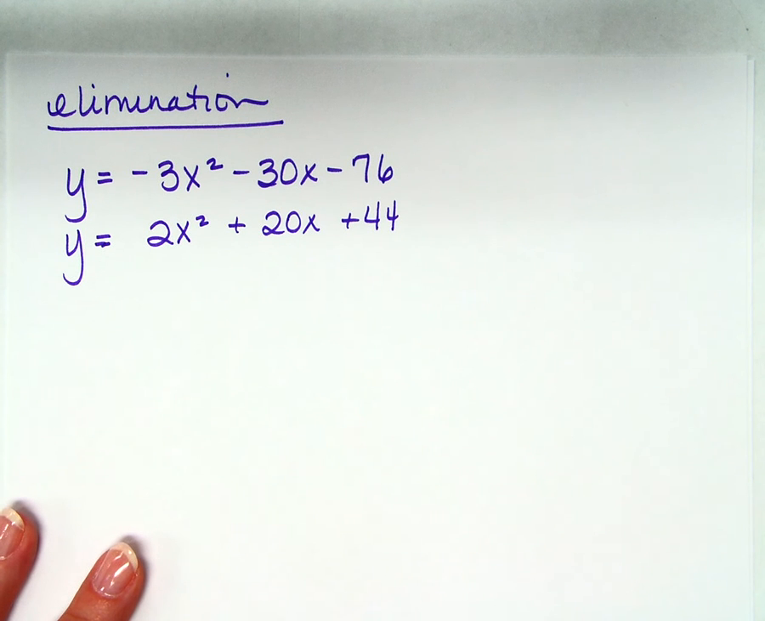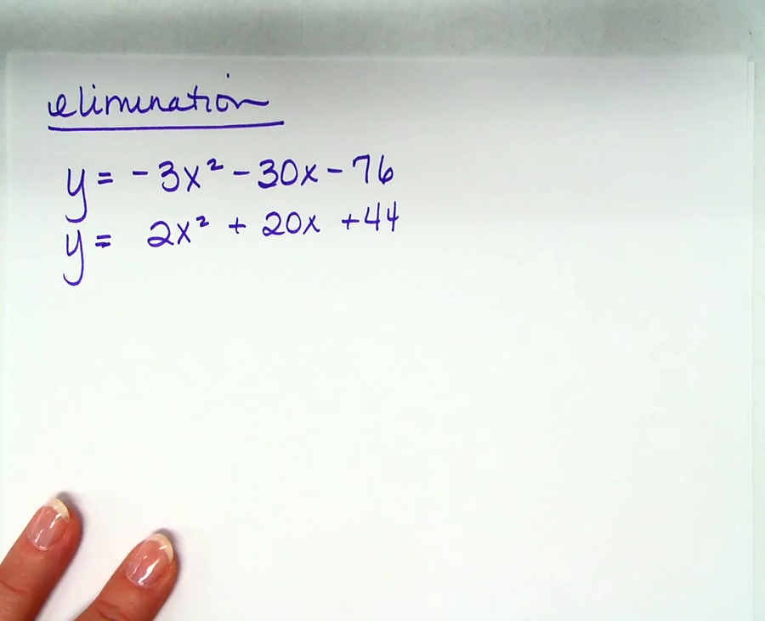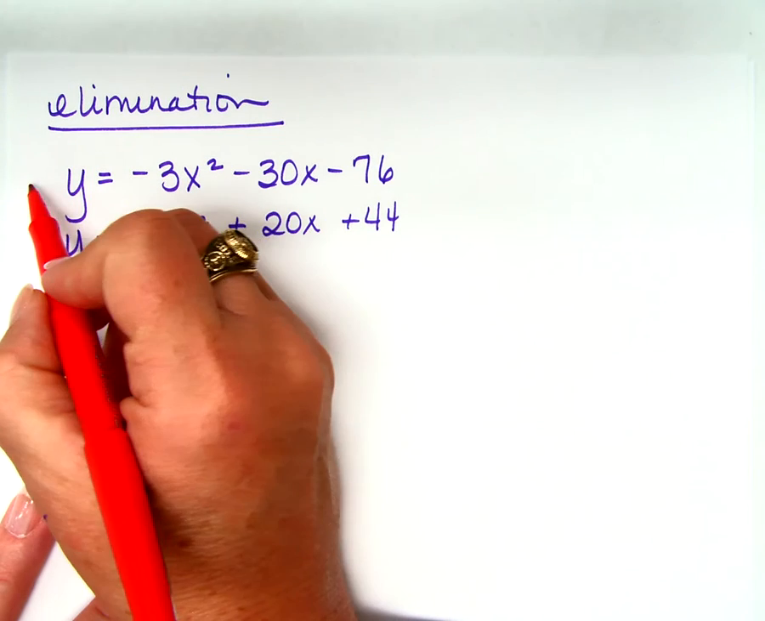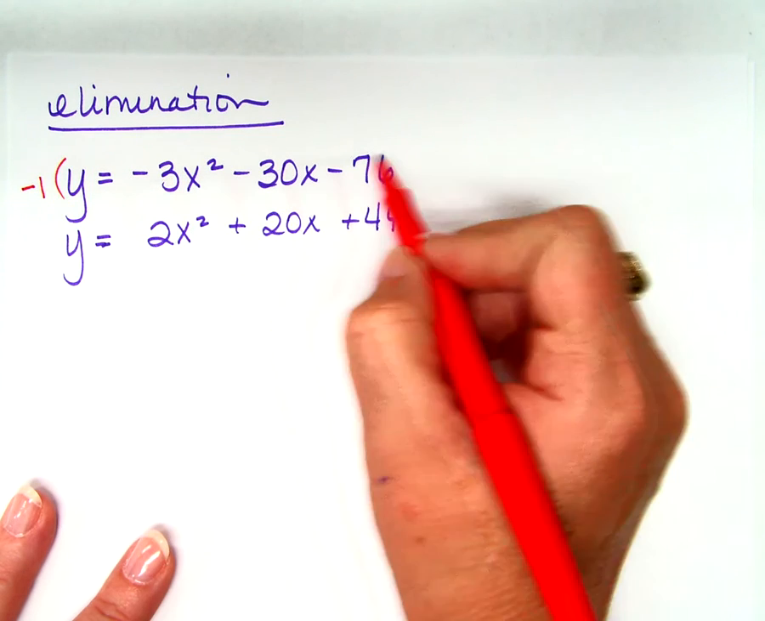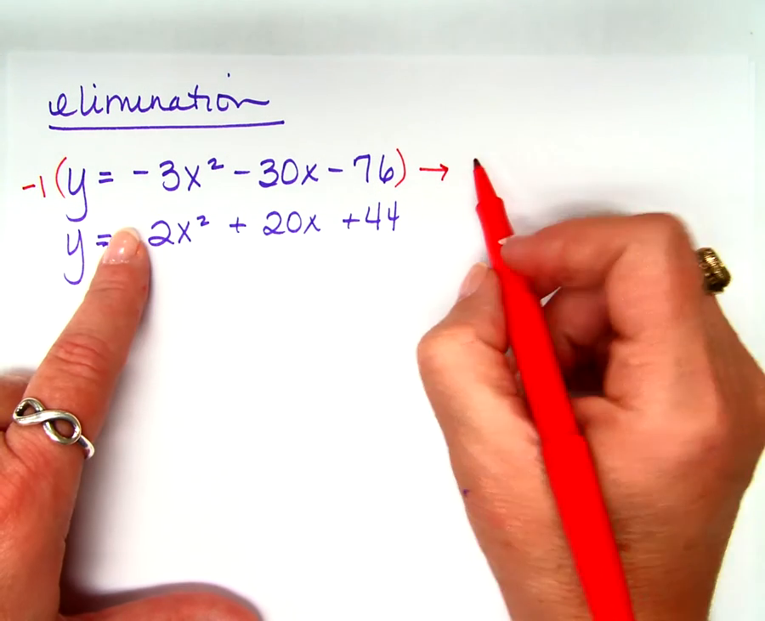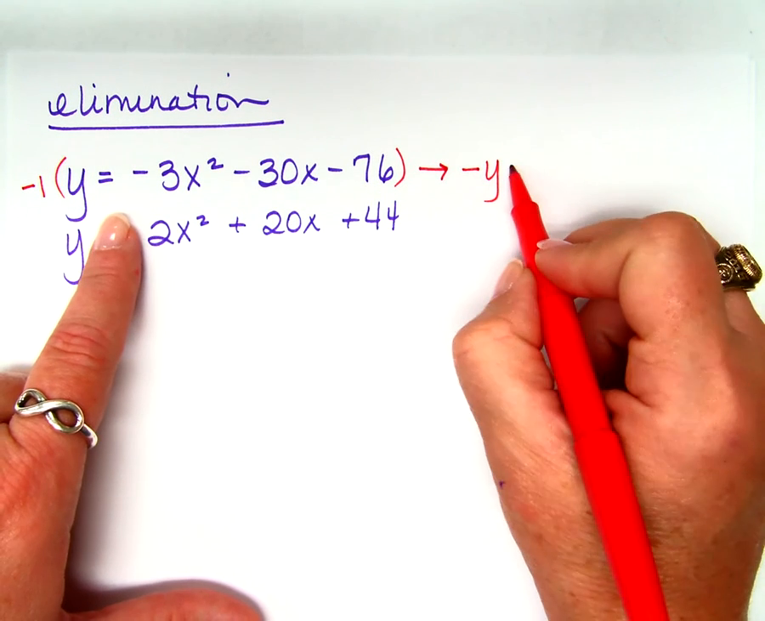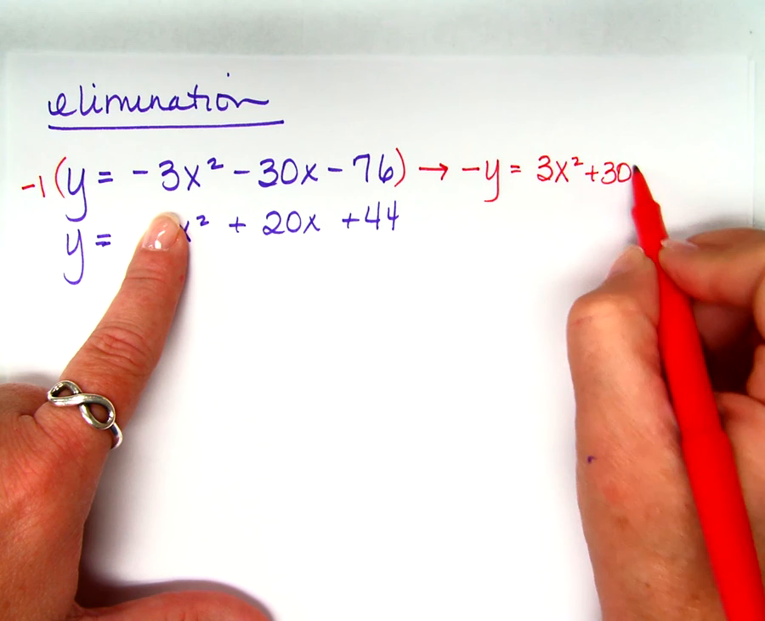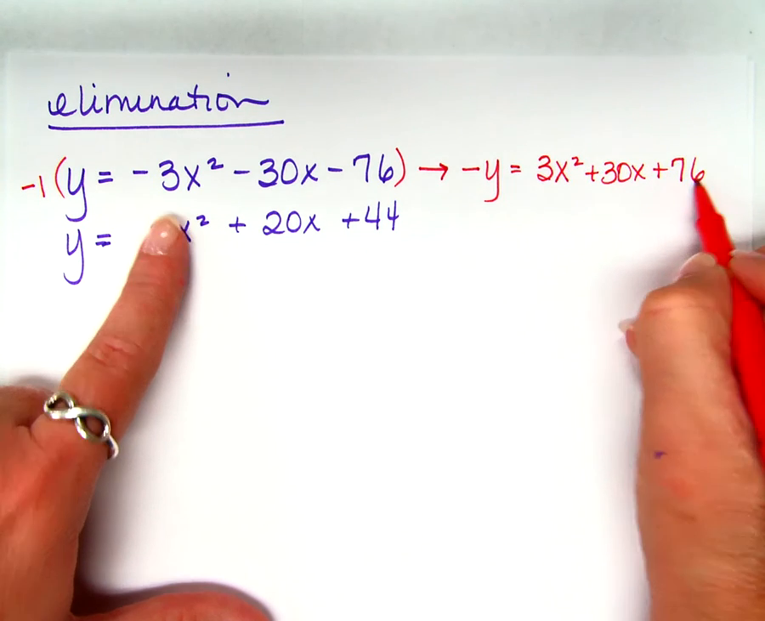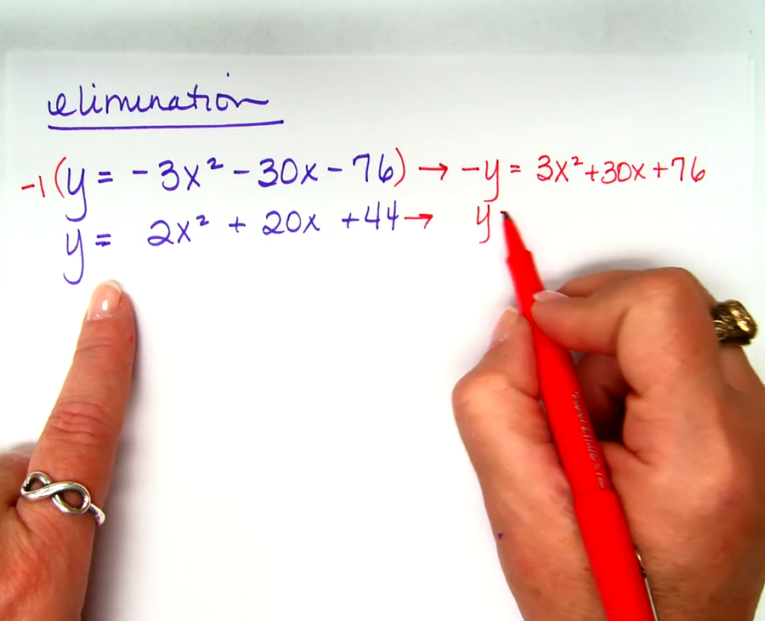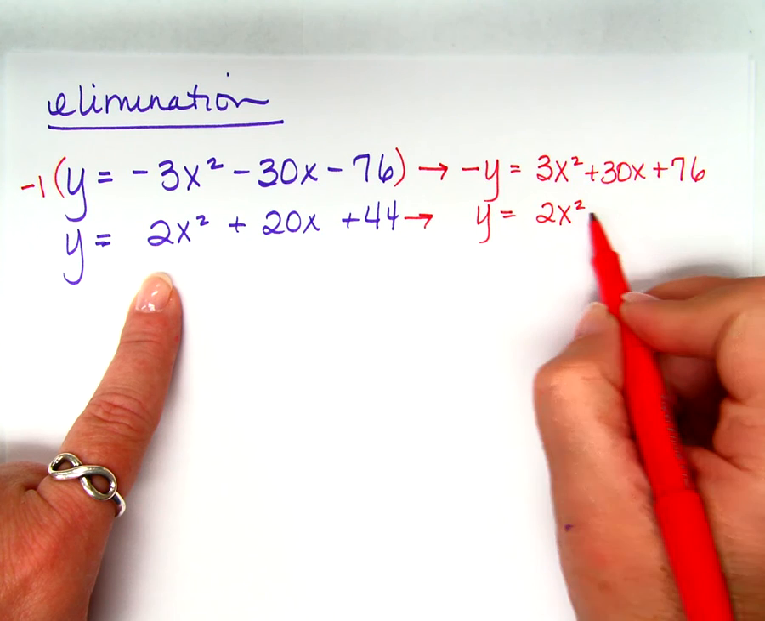So we're going to multiply one of them by negative 1. Which one do you want to multiply by negative 1? First of all, does it matter? No, it doesn't. Second of all, why would you choose the top one? Yeah, they're already all negatives. Now we're going to change them all to positives, right? Well, except for the y. 3x squared plus 30x plus 76. Now I'm just going to rewrite this bottom one right here so we have them lined up. You okay with that?